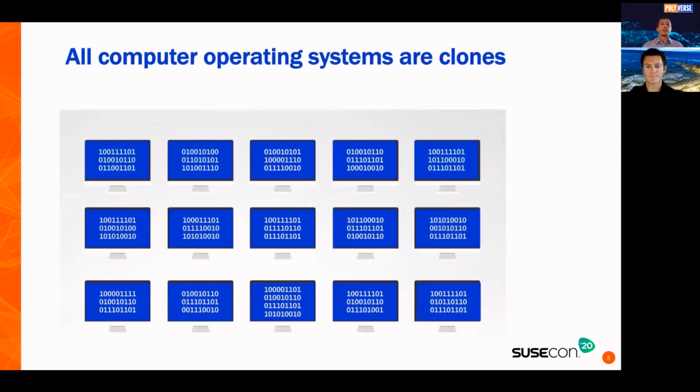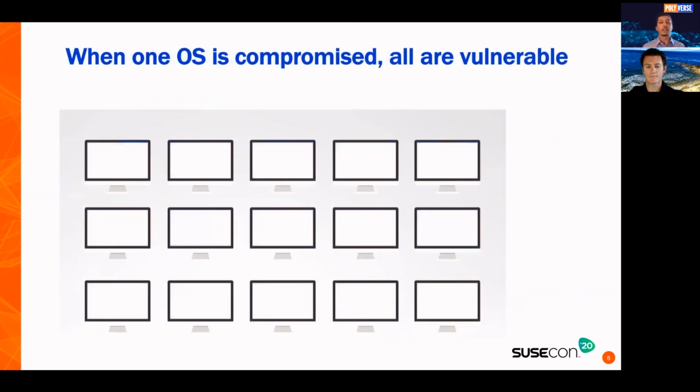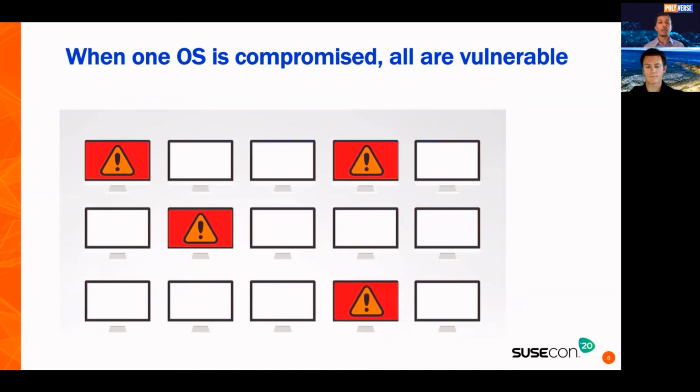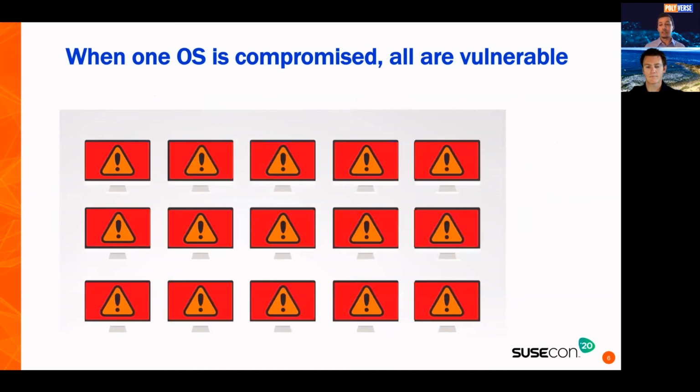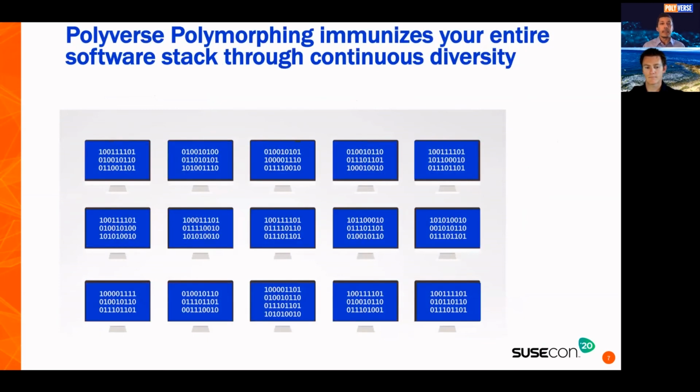So the problem today is that all the operating systems are clones of each other. Once an attacker is able to craft an attack for one system, they can perform that same attack on every other system that's identical to it. And so as a result, once an operating system is compromised, all of them are. In the case of Polyverse polymorphing, it immunizes your software stack through continuous diversity. What that actually means is that at the binary level, each version is unique and not the same. So an attacker who attempts to create an attack for one version of the operating system, that attack would not work on another version that's been polymorphed.